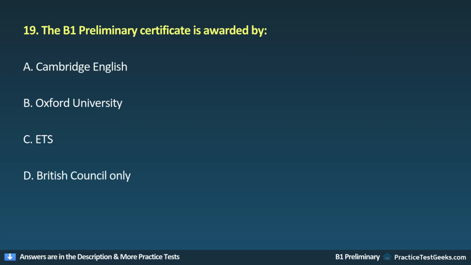19. The B1 preliminary certificate is awarded by: A. Cambridge English. B. Oxford University. C. ETS. D. British Council only.